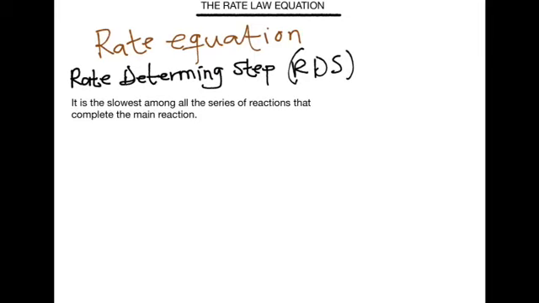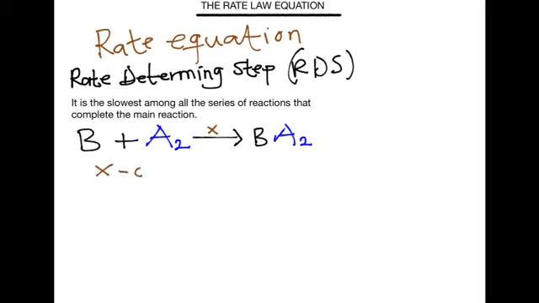So, let's say we have this reaction over here. Let's say we have B plus A2 with a catalyst X, and then we are getting BA2 as our product. So remember that our X over there is the catalyst.